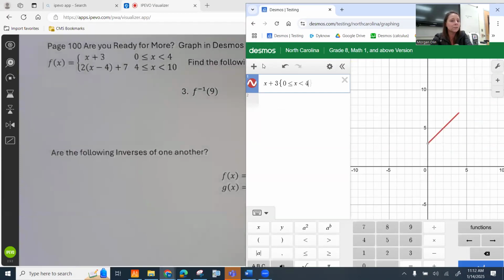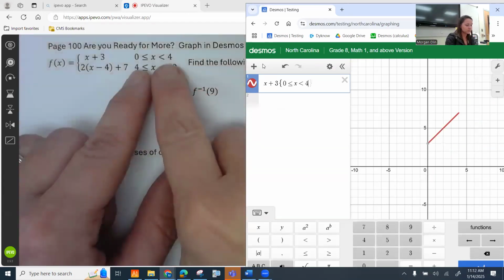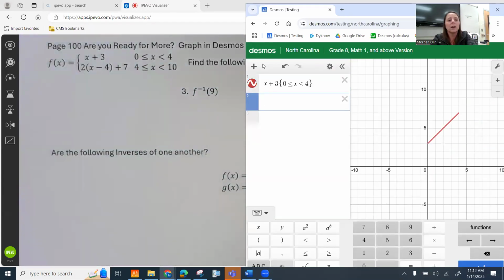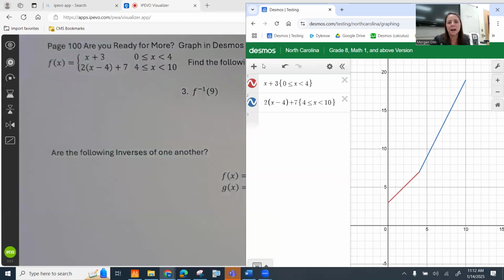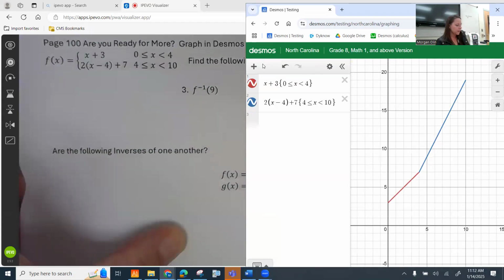All right, so there's the first part. Just make sure you put these in squiggly brackets. And then 2x minus 4, plus 7, and then in squiggly brackets, basically, if you hit the shift key and the key beside P, it'll pop up. 4 is less than or equal to x is less than 10. You may want to see this entire thing, and I can see the whole entire thing. So here we go.